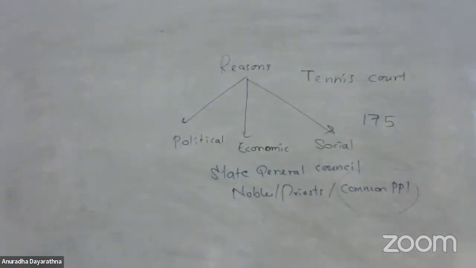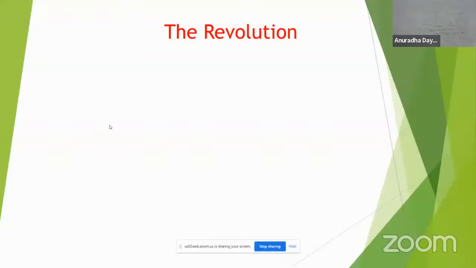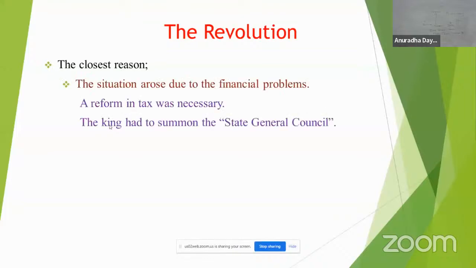Once again, through this presentation, okay. So we have gone up to this point, right? So this happened. A reformation in tax was necessary. The king had to summon the State General Council.